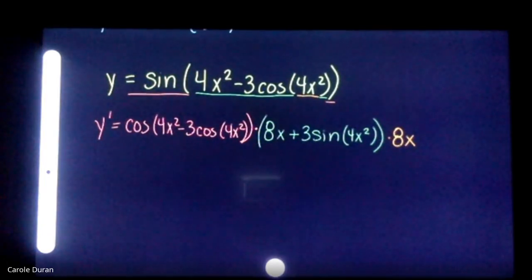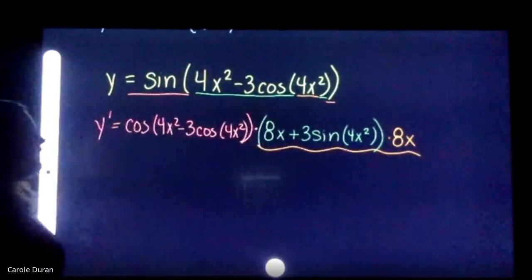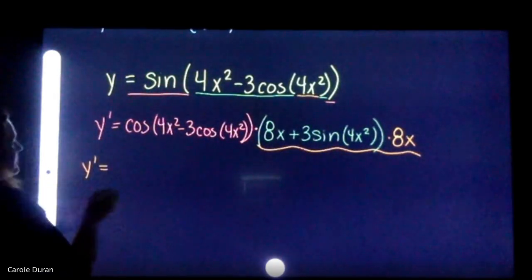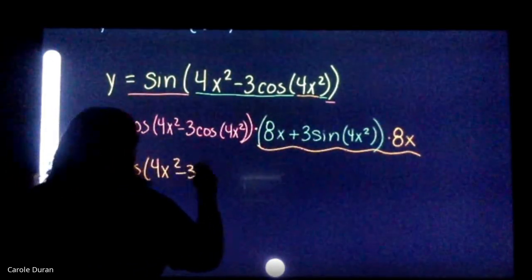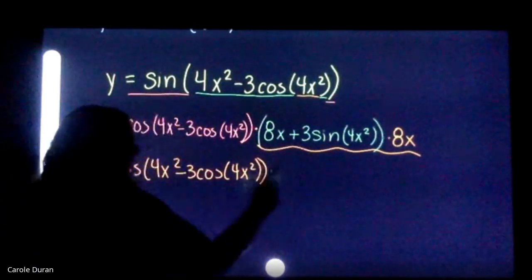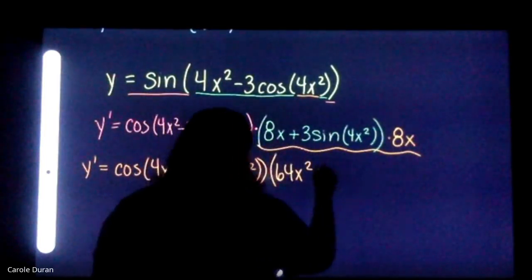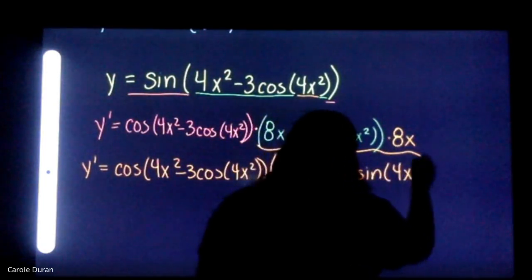So from here, I wouldn't necessarily expect you to simplify all the way just because that would be a lot to write, though you absolutely could. But I would expect you to simplify those two together. So multiply the 8x into both of those, and I get y prime equals, we'll leave the first function the same for now, and then 8x and 8x become 64x squared plus 24x sine 4x squared.